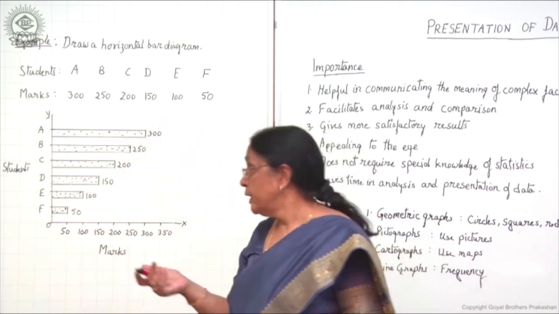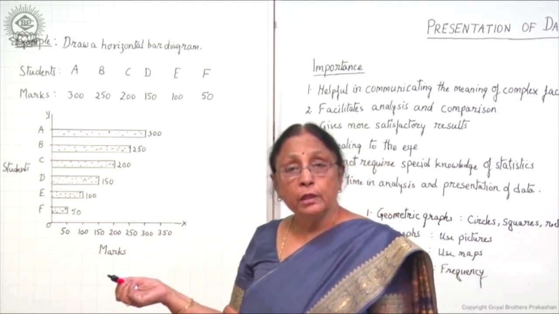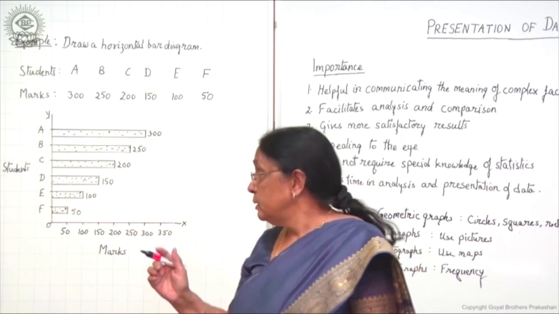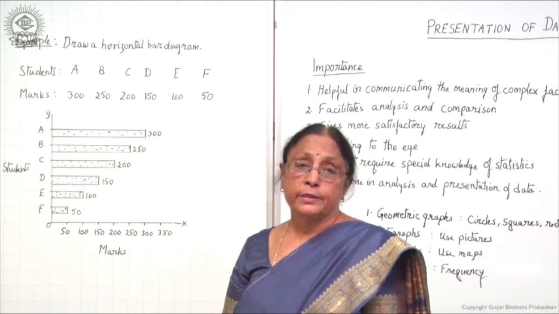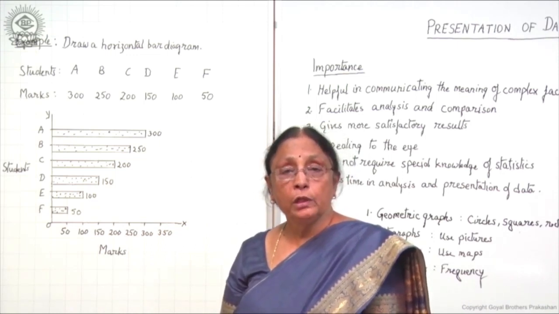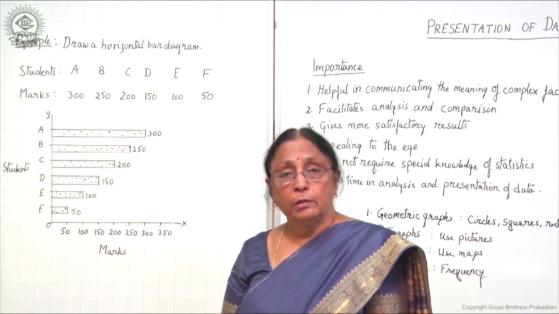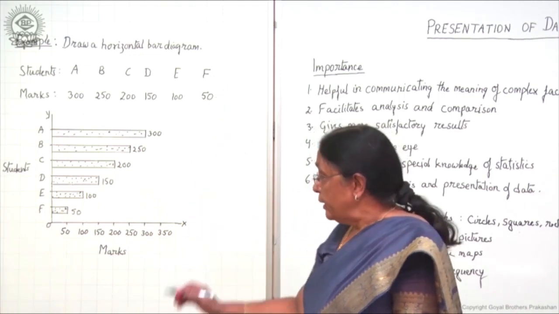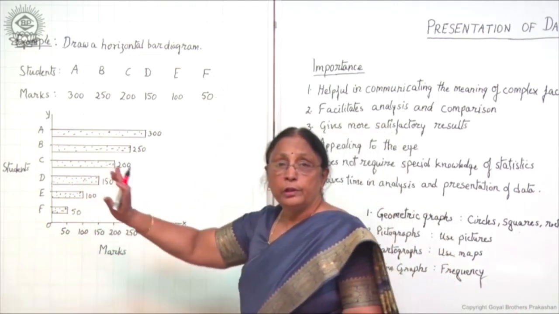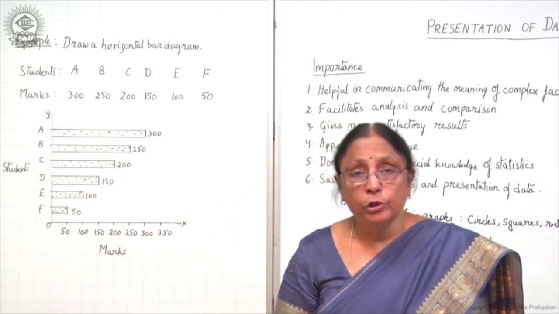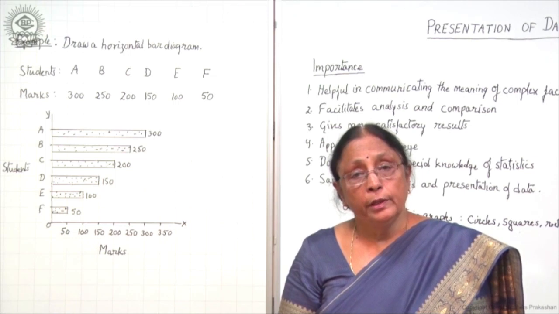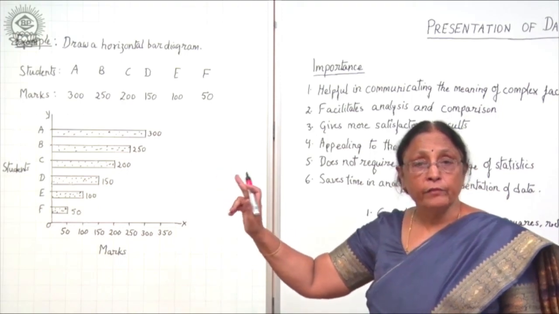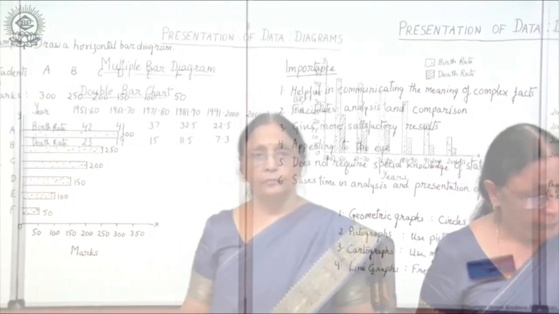And again remember that each bar will be of the same width, and the gap between each bar should be the same. You have to maintain equal distance between each bar, but only the length will vary according to the given data. And here again remember, don't forget to label the axis. As I told you, labeling is equally very important. So this way we have taken horizontal bar diagram and vertical bar diagram.